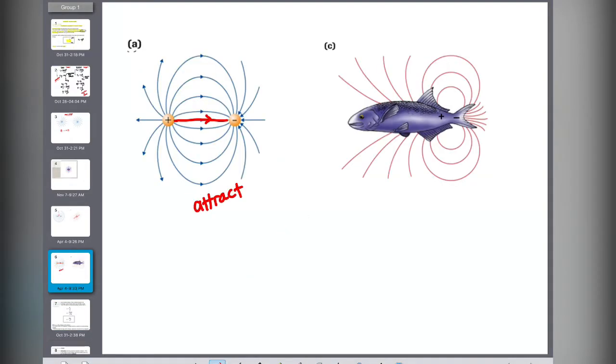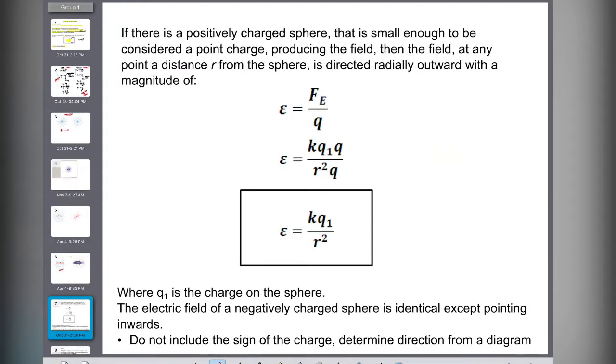And they're showing you that if you have an electric eel or some animals and fish, they produce their own electrical field around them. All right, so this is what I tried to demonstrate with you just now. If there is a positive point charge, a positively charged sphere that is small enough to be considered a point charge, it produces a field.